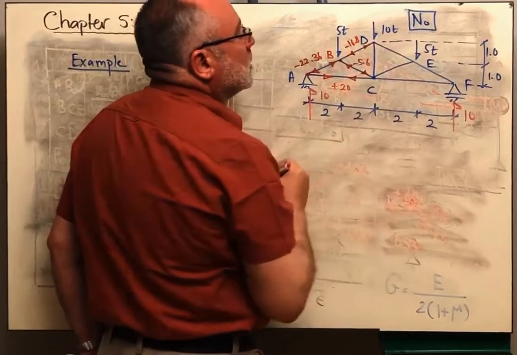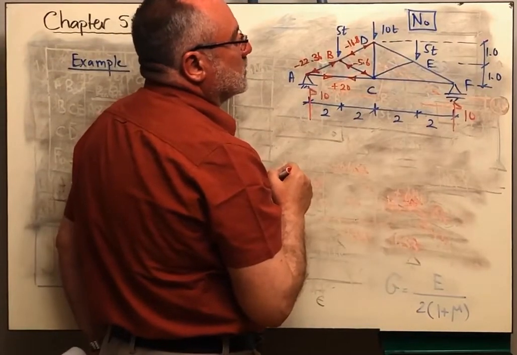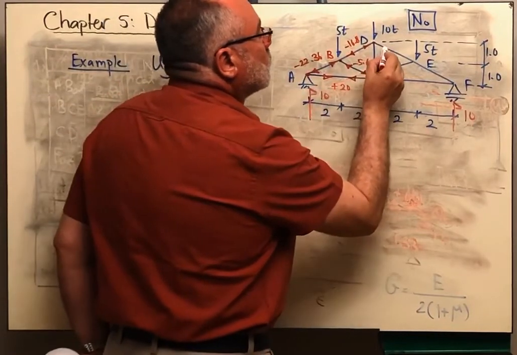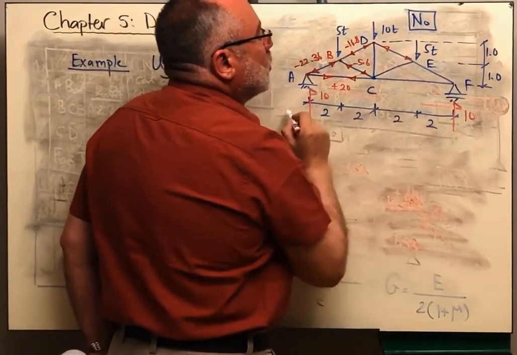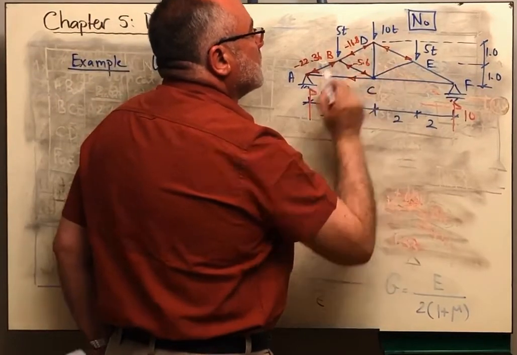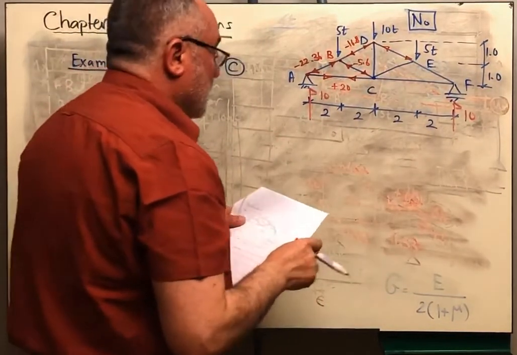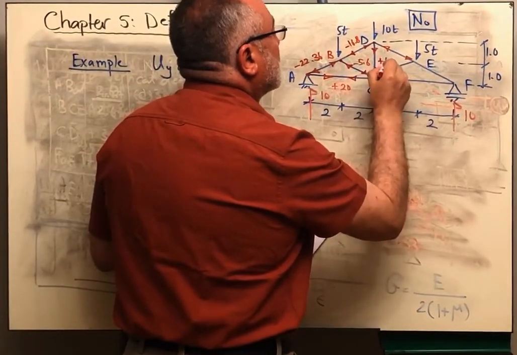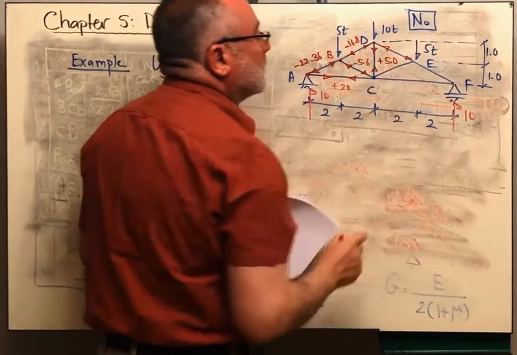Now you can take joint D and solve for the forces here. Of course, this member will be also compression and it will be 16.8. So I will have this member will be tension and it is plus 5 ton.